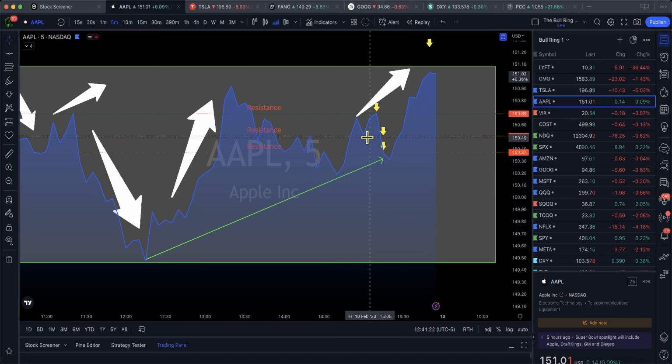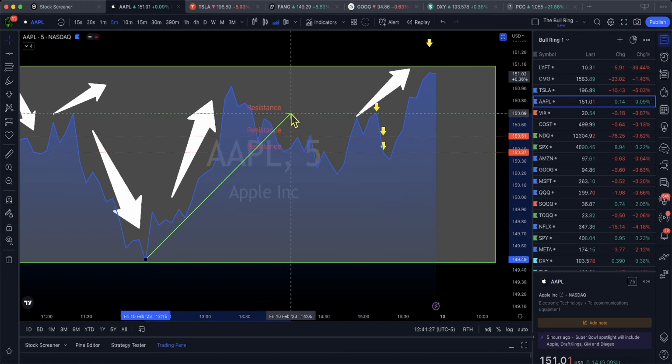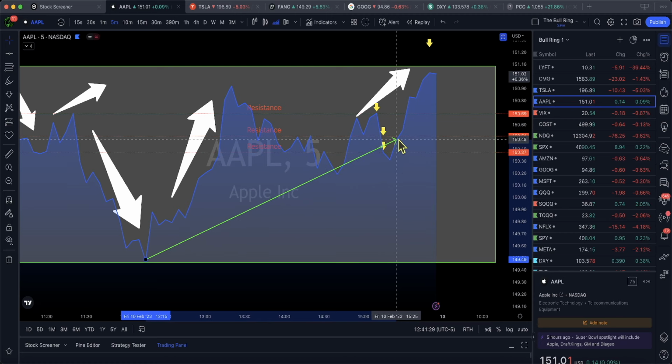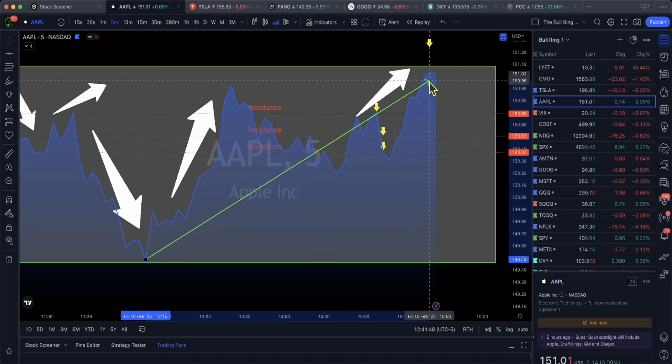Let me get rid of my double arrow. So we have one, two, three previous resistance areas, and Apple kept marching. If you didn't jump in here, this could have been a great entry, whether you're buying longs or buying some options. And you saw a retest, got resistance there, came down, and then kept climbing up.